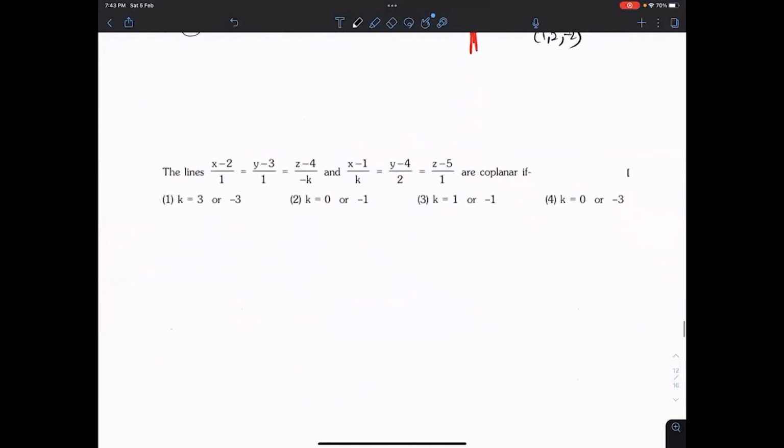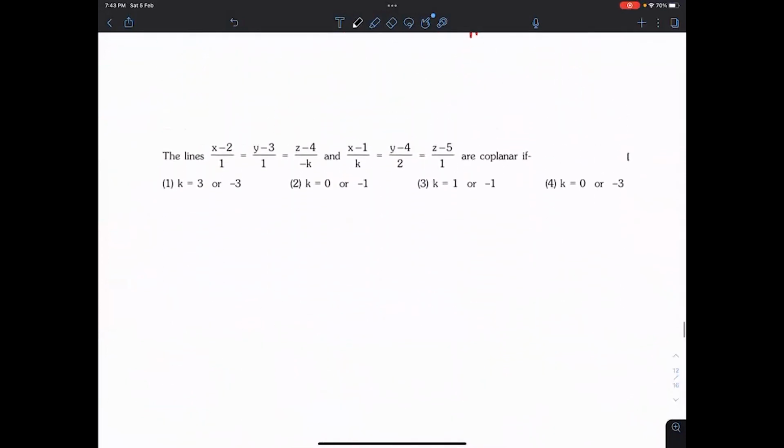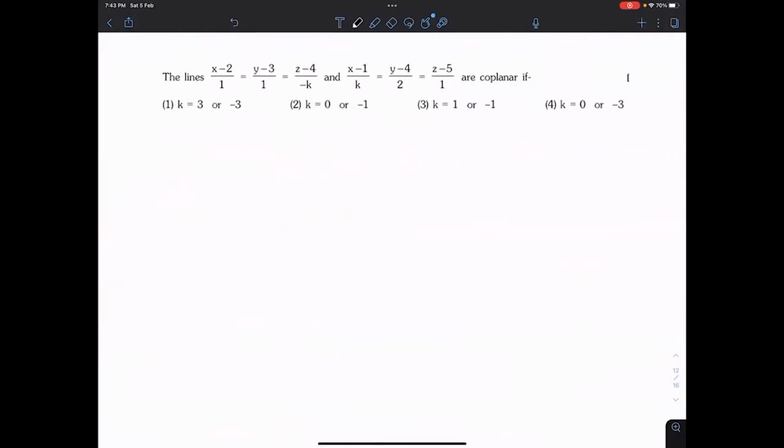So now coming to this one. 2 lines they have given. They are saying coplanar. When 2 lines are coplanar, they will definitely intersect.